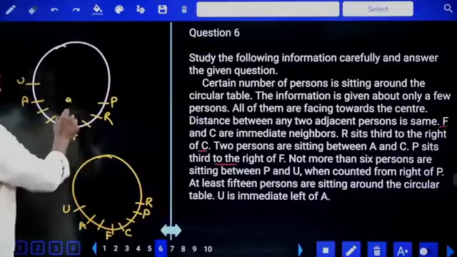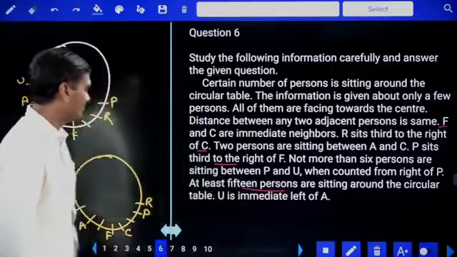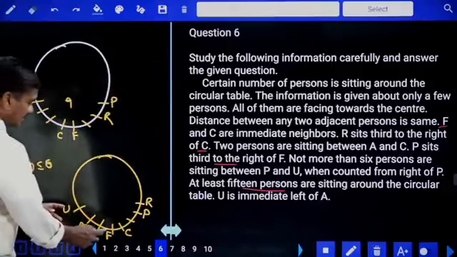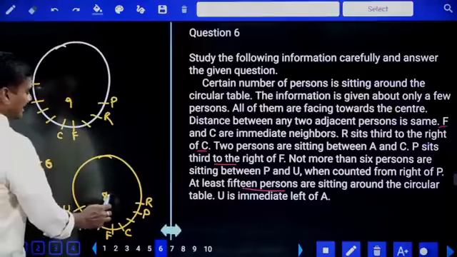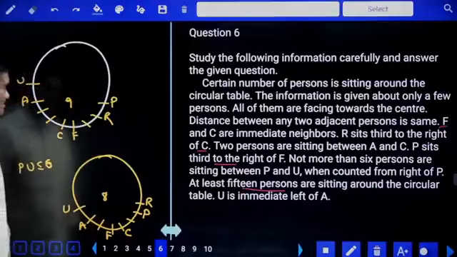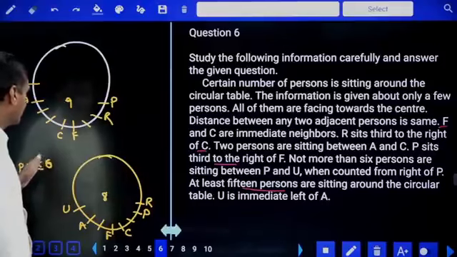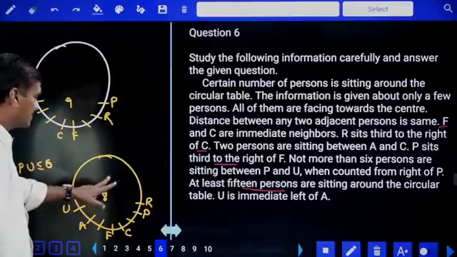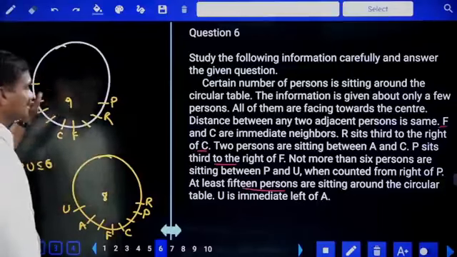So at least 15 persons were there. Here, 3, 4, 5, 6, 7, 8 members have come. And at the same time, between P and U how many should there be? It should not exceed 6. If we take 6 here, we get 14 members. It cannot be your answer. Hence this is the case.